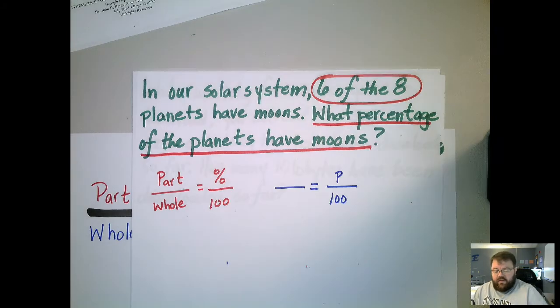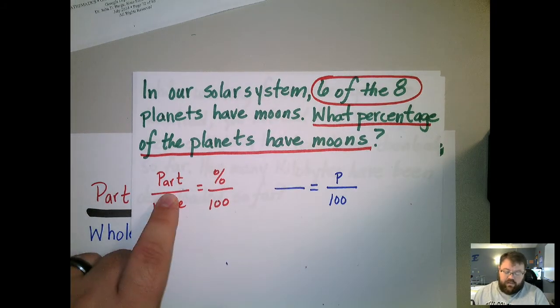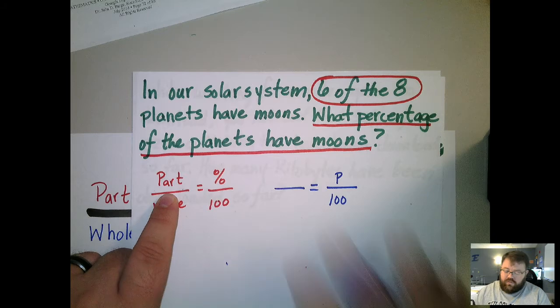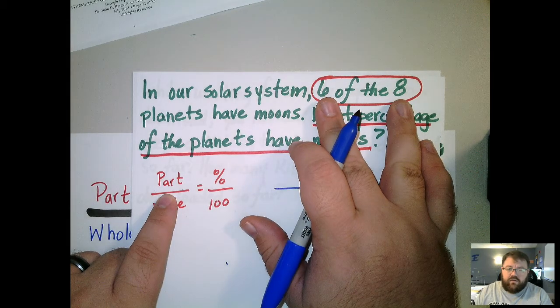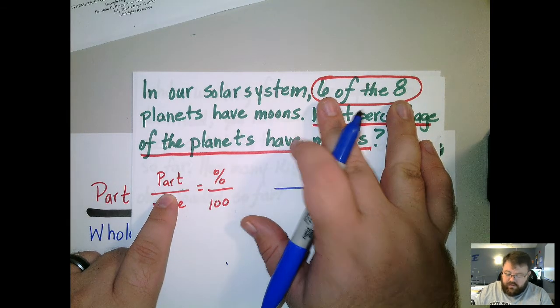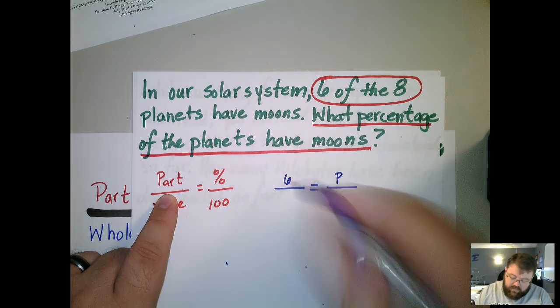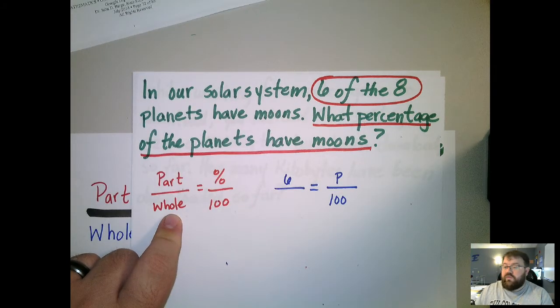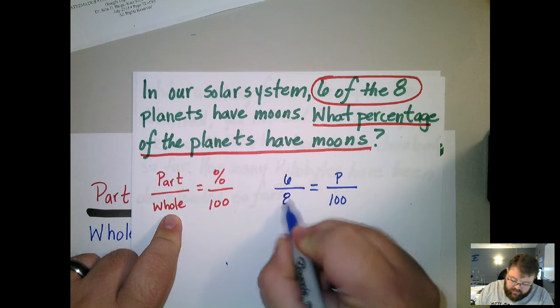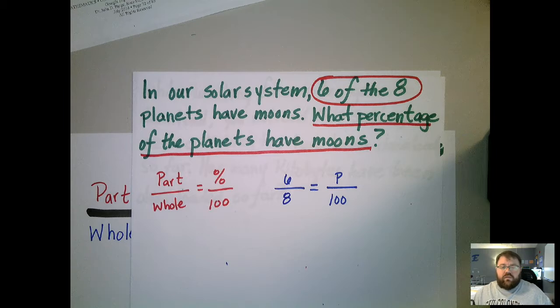Next, we have 6 and 8. Part. Which of these two numbers do you think is the part? The part of the planets is 6. The whole, or the universe, in considering planets, is 8. Okay? Now, from here, we should be good. So, I'm going to walk you through this one, and then the next one, we'll set it up, and I'll have you solve it.